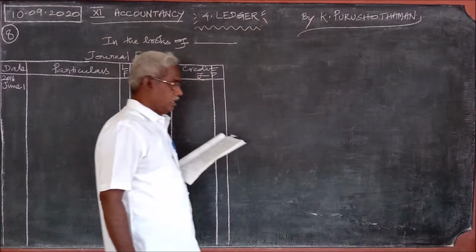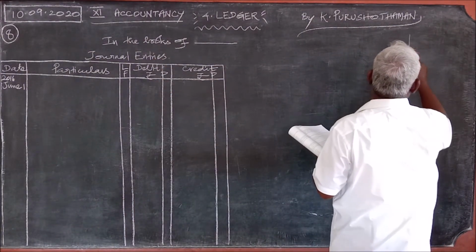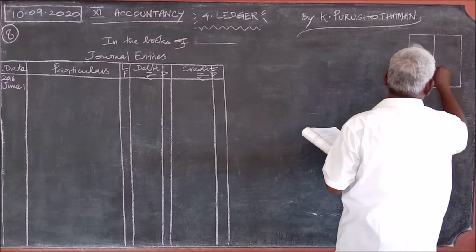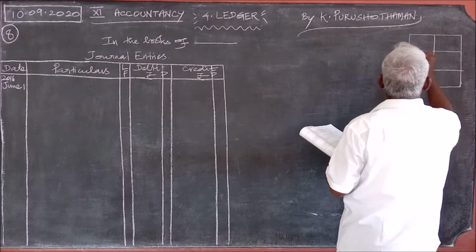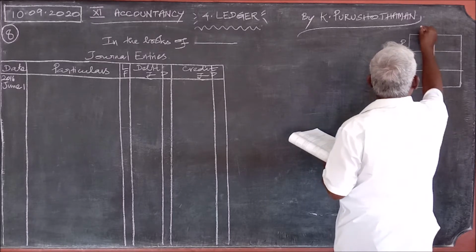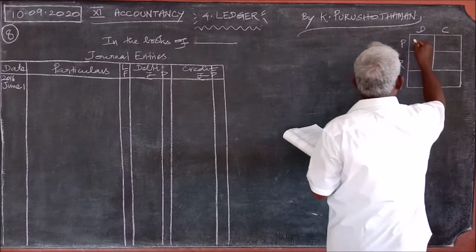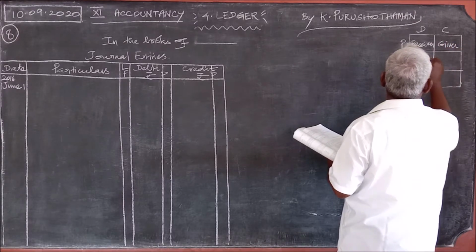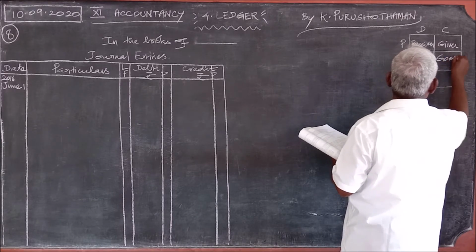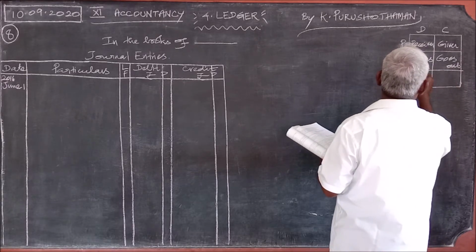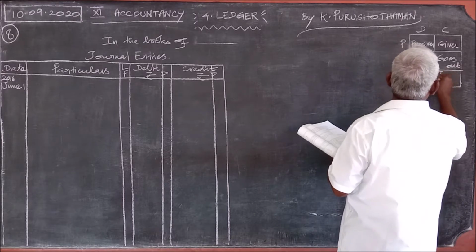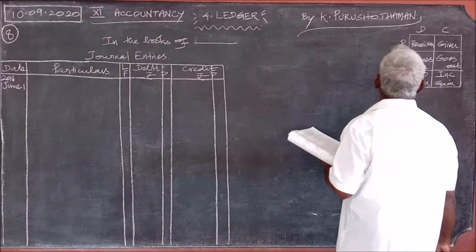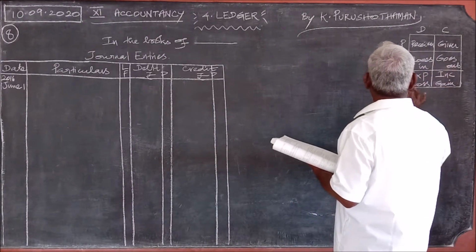Commenced business with cash. As a matter of revision now, you can consider the 3 rules once again, because after this chapter we will not discuss this. Personal account, real account and nominal account. Debit, what should be debited, what should be credited. Debit the receiver, credit the giver. Debit what comes in, credit what goes out. Debit all expenses and losses. Credit all income and gain. Right. These are the 3 rules. For personal account these 2, for real account these 2, for nominal account these 2.